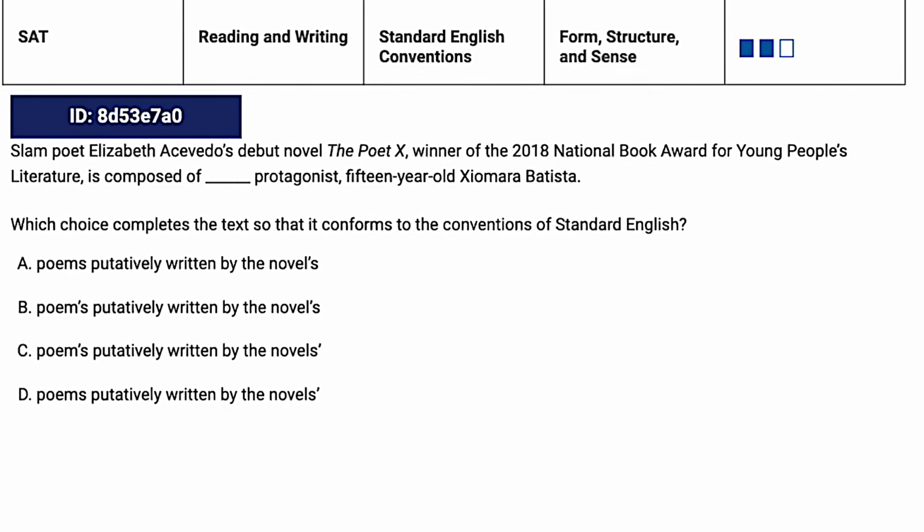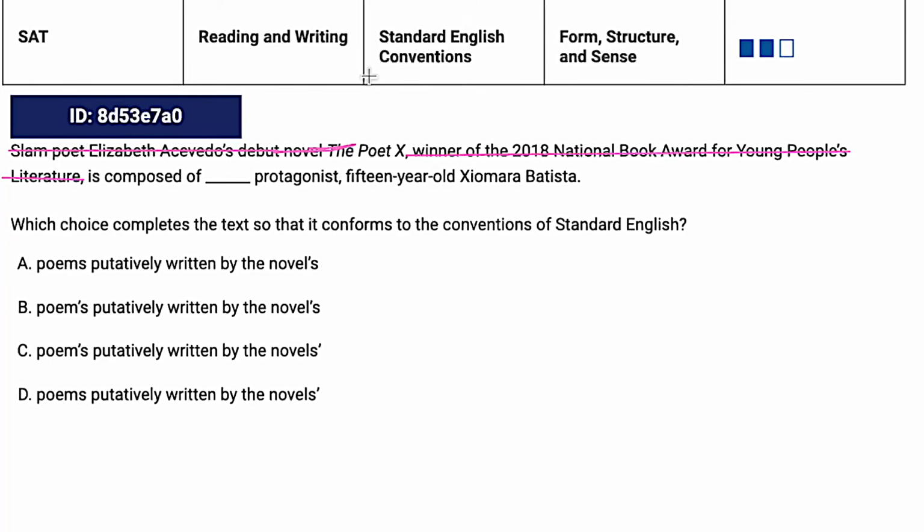All right, let's get things a little bit more challenging here with a medium question. This one is one big long sentence, so I'll just start from the beginning. Slam poet Acevedo's debut novel, The Poet X, winner of the 2018 National Book Award for Young People's Literature. And just to kind of simplify things, I'd probably ignore this big ol' comma sandwich here. I might even say this novel, or better yet, Poet X.